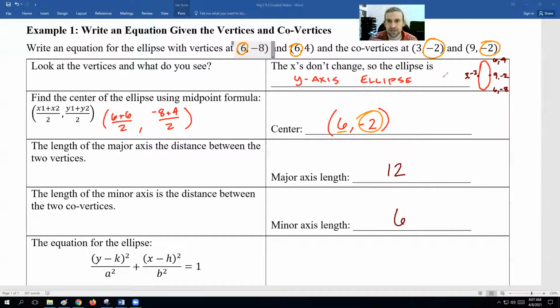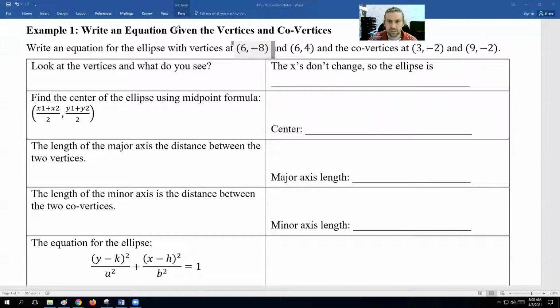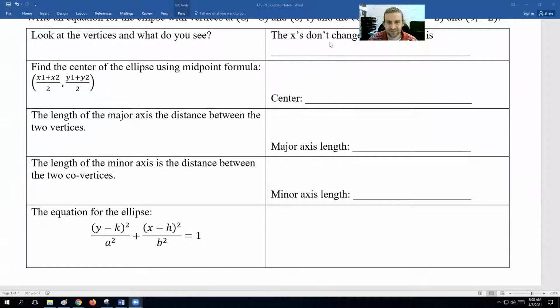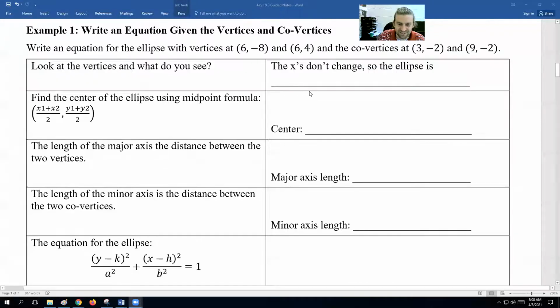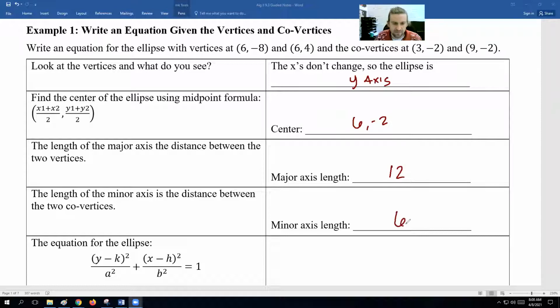Now we need to come to the equation. Oh, you know what? Got rid of all that. It's all right. I was trying to scroll down and I just got rid of everything. We know the center was at (6, -2), is that right? And this is a y-axis ellipse, and the length was 12. I believe this was 6. Okay. What is the equation? So the equation we would start out with, y equals, or actually we could put the x equals here first.